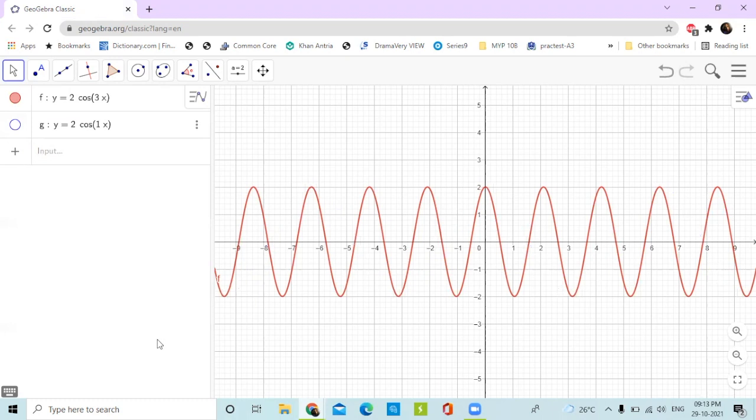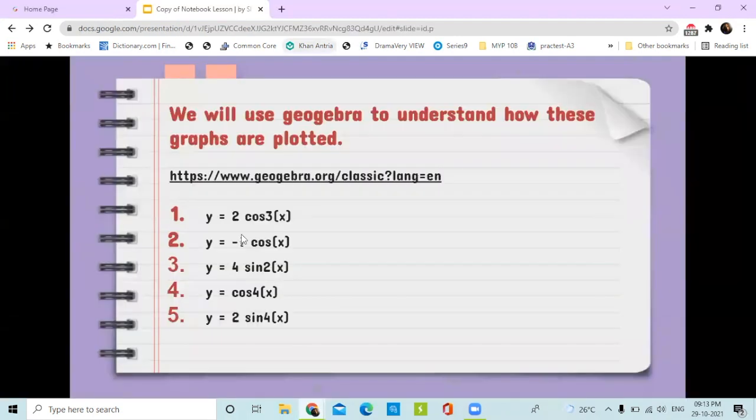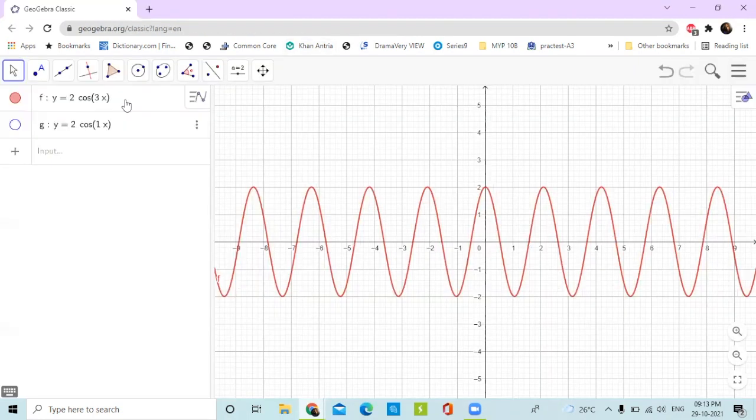So that's y equals 2 cos 3x. Now the second function is y equals negative half cos x.